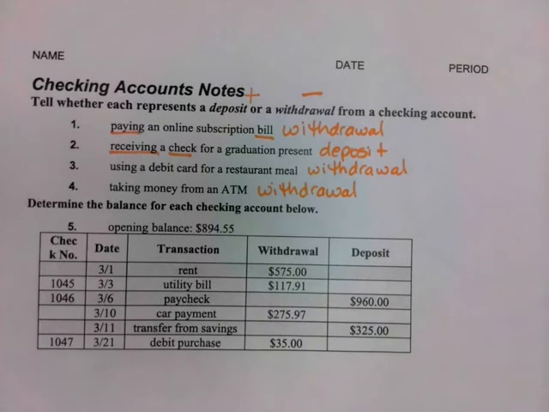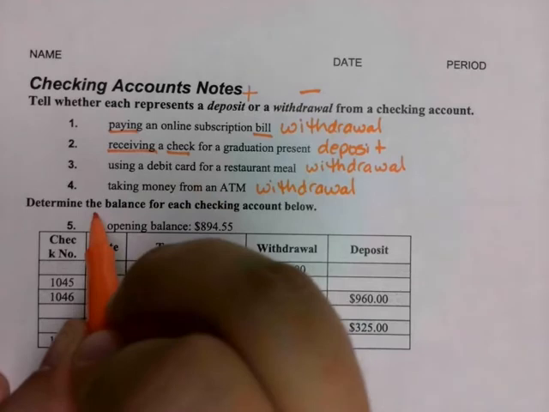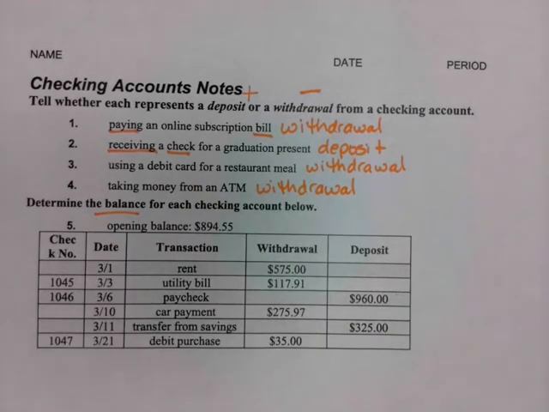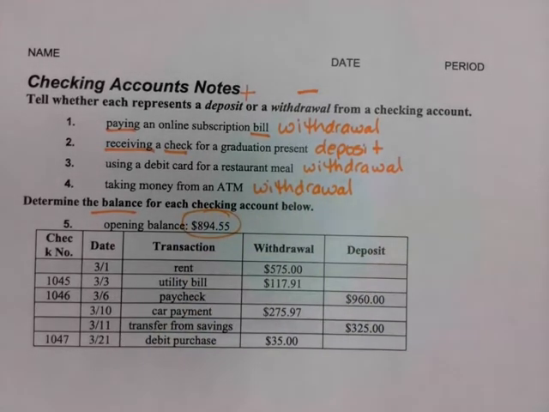All right. The next thing we're going to do is determine the balance for the checking account below. There's supposed to be more, but I took one off. The opening balance is $894.55. So that's what they have in their bank account at the beginning of the month or whatever.